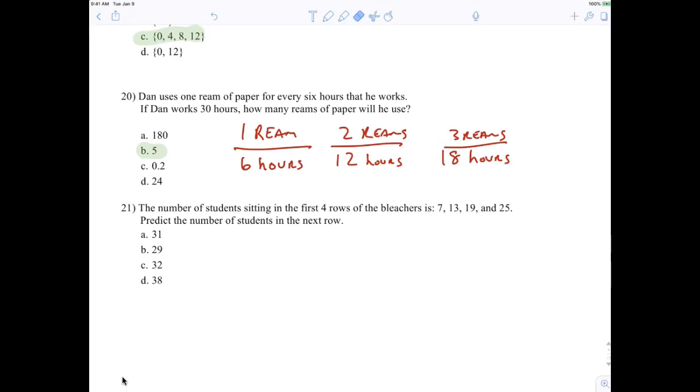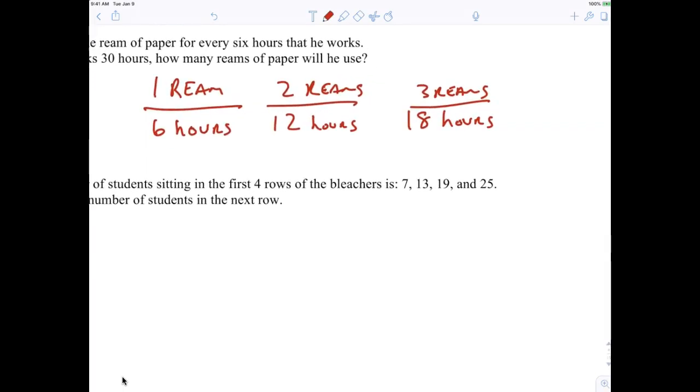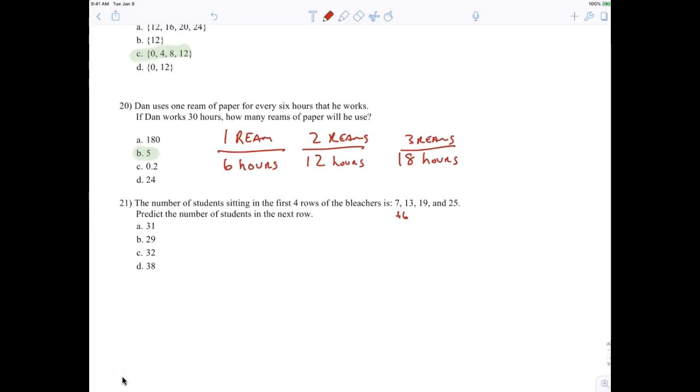Number 21. It says the number of students sitting in the first row of the bleachers is 7, then 13, then 19, then 25. The next row is obviously, come on, this is no A. How did you get that? What did we do? Did I go by 6 each time? Plus 6. That's exactly right. All right, so I'm happy with that. So 31 is correct.